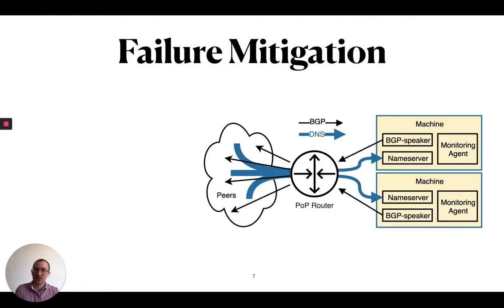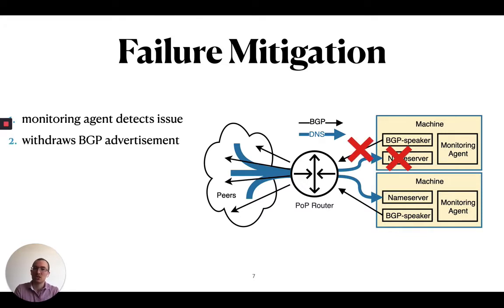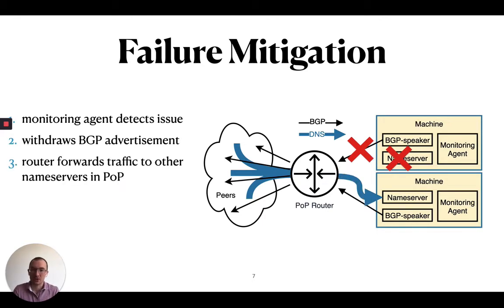So this architecture allows us to do a couple of useful things with failure mitigation. Let's say, for example, that the top name server fails in some way. It could be that the name server software itself crashes, maybe it's answering DNS queries incorrectly or something like that. The monitoring agent is going to detect this issue, and there are more details on how it does that in the paper. But once it detects it, it's going to instruct the BGP speaker to withdraw the BGP advertisement of the Anycast prefixes. At this point now, the router will no longer have an advertisement from the top machine, so all DNS traffic flowing into the POP will be routed to the bottom machine. And we've effectively failed over between machines within the POP, right?